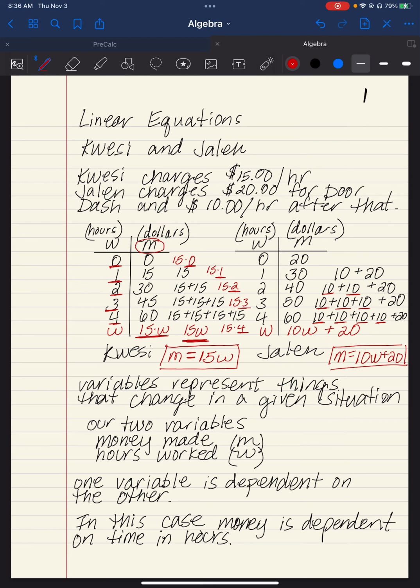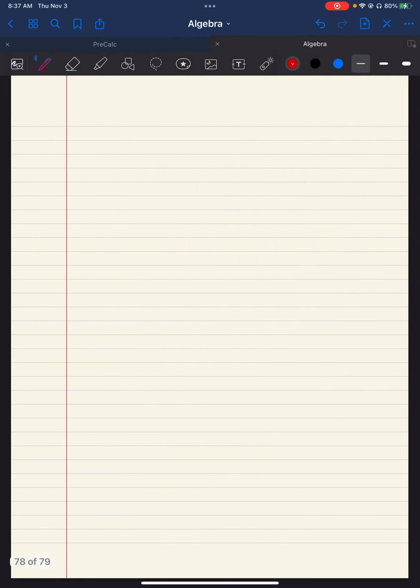So what we've just done is created two linear equations that represent these patterns of money and dollars made. All right, so now what? We're going to take this a little step further, because I told you that there were graphs. Well, I don't know if I told you this. I told you that there were linear patterns, that these were linear. So I'm going to draw a little graph.